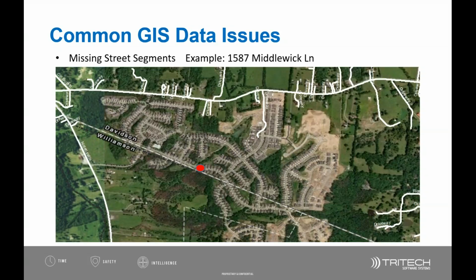So some of the common inaccuracies that we see include things like missing street segments. In this example here, I'm looking for 1587 Middlewick Lane. The white lines on here are the street centerline file I have. It's going to be used by my address locator. This dot here is the approximate location of this address. So if I'm just using this address locator, I'm probably not going to be able to match this address. This is an area of new development, so we would need to go in and update the street centerline file to match those areas that have been developed recently.